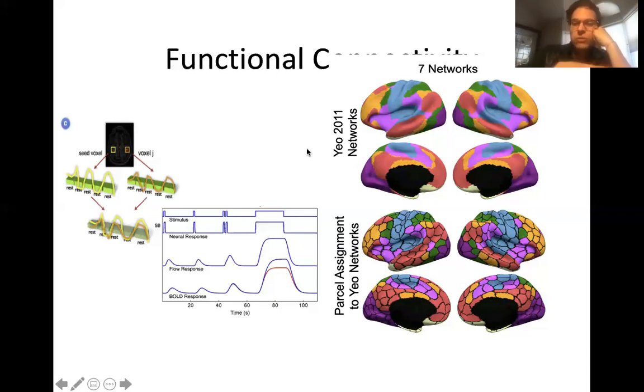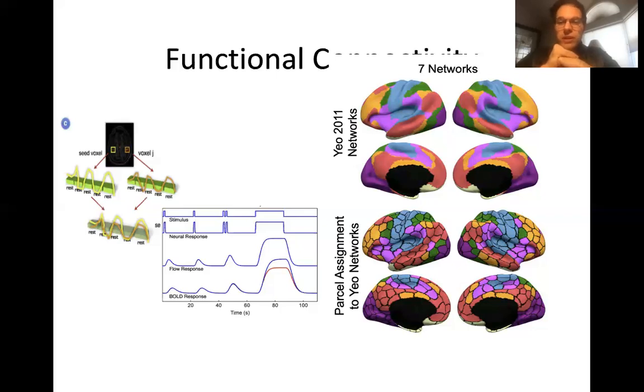So the figure to the right shows at the top the most popular of the 7 network decomposition of the brain. And that's from a paper in 2011 by Thomas Yeo and Randy Buckner. Thomas Yeo is in Singapore now. Randy Buckner is still at Harvard. So we have these 7 different networks.